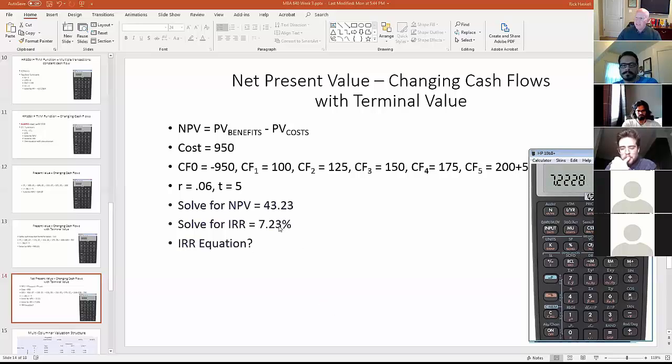And it tells me that the internal rate of return is 7.23%. So I have a couple of questions. A, does that number surprise us? And B, what is the equation for internal rate of return? Because so far, I've given you an equation for everything we've done in the calculator. Is there an equation that we can use for internal rate of return?